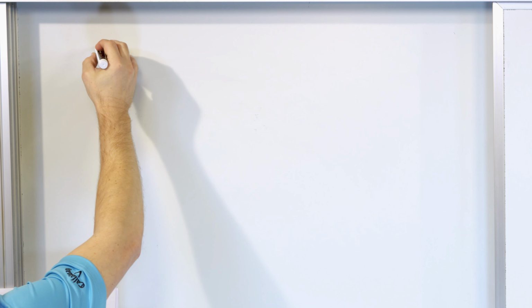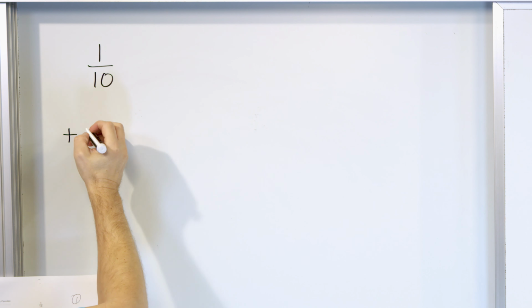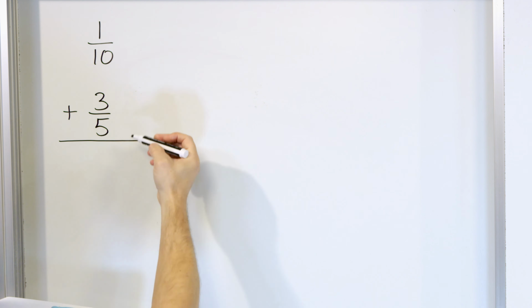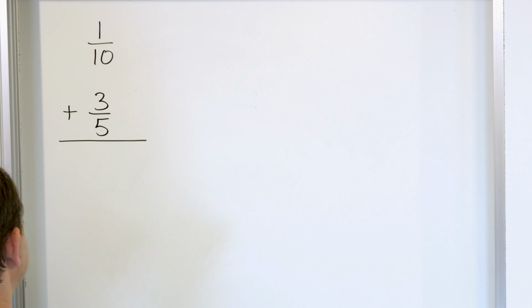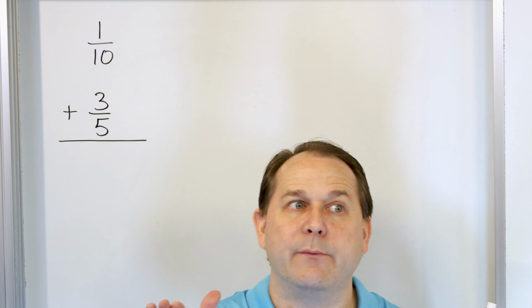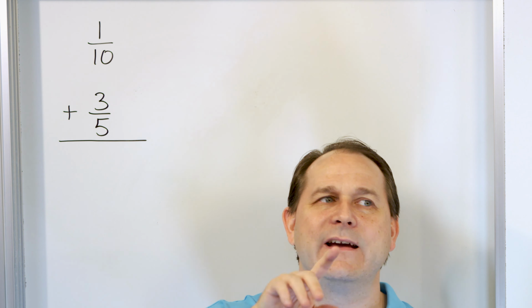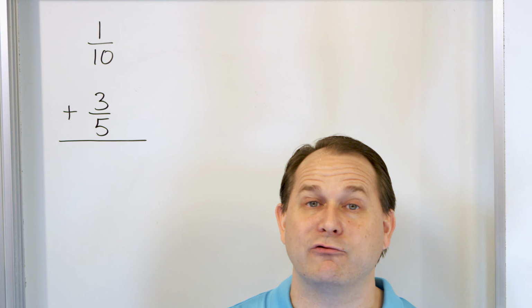Let's take a look at the fraction 1/10, and we're going to add this to the fraction 3/5. Now first, notice the denominator of this is 10 and the denominator of this one is 5. If these denominators were the same, I would just keep the same denominator in the answer and add the top numbers, the numerators. But you cannot do that here because they're not the same.